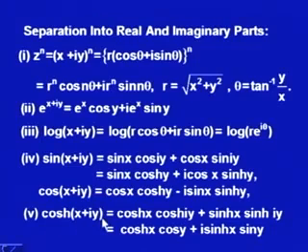Cos hyperbolic (x+iy) is equal to cos hyperbolic x cos hyperbolic iy plus sin hyperbolic x into sin hyperbolic iy, again making use of the definitions which we have already given for hyperbolic functions. I write cos hyperbolic iy as cos y. So, real part of this function is cos hyperbolic x cos y, and from here we get the imaginary part as i sin hyperbolic x into sin y. So, this is how we can separate out the real and imaginary parts of some elementary functions.